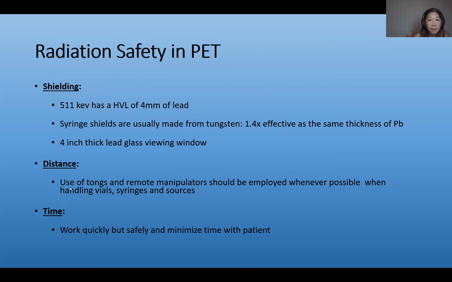In terms of distance, they make sure they use tongs. They have remote manipulators that they use whenever possible when they're handling the vials, the syringes, and the sources.